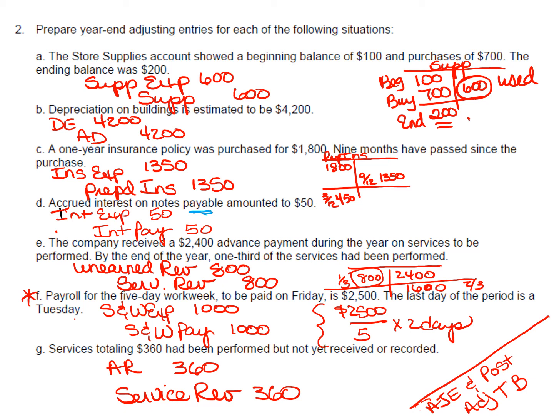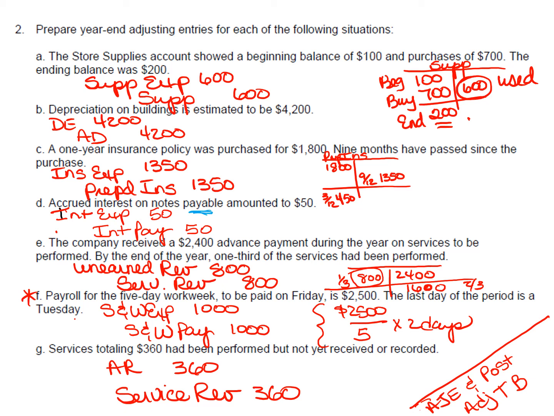In Part E, the company received $2,400 in advance, so it went into that unearned revenue account during the year. By the end of the year, 1/3 of that amount had been performed. So 1/3 of 2,400 is 800. So we're going to move the $800 out of unearned and put it into service revenue by decreasing the unearned revenue account, debiting it 800 and crediting service revenue 800, and that increases the revenue account.